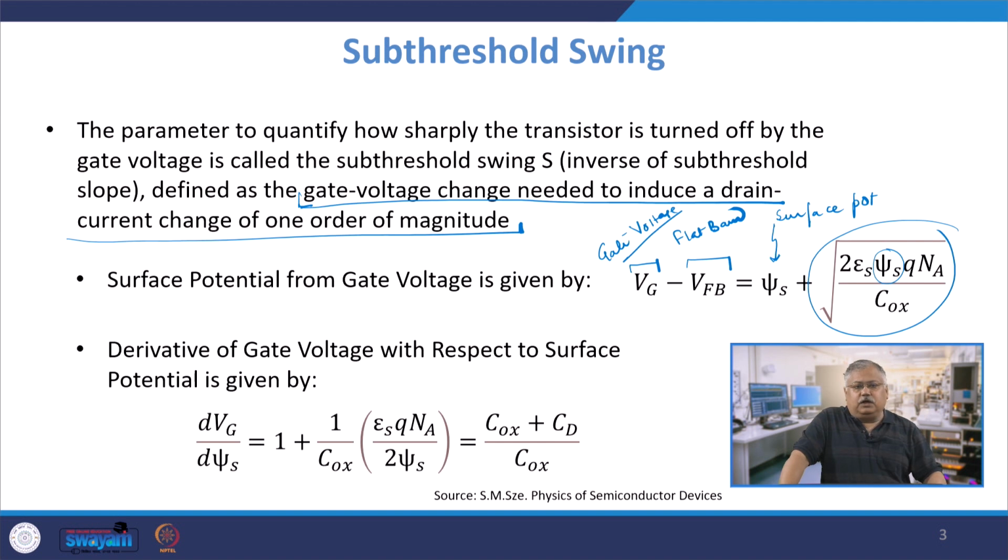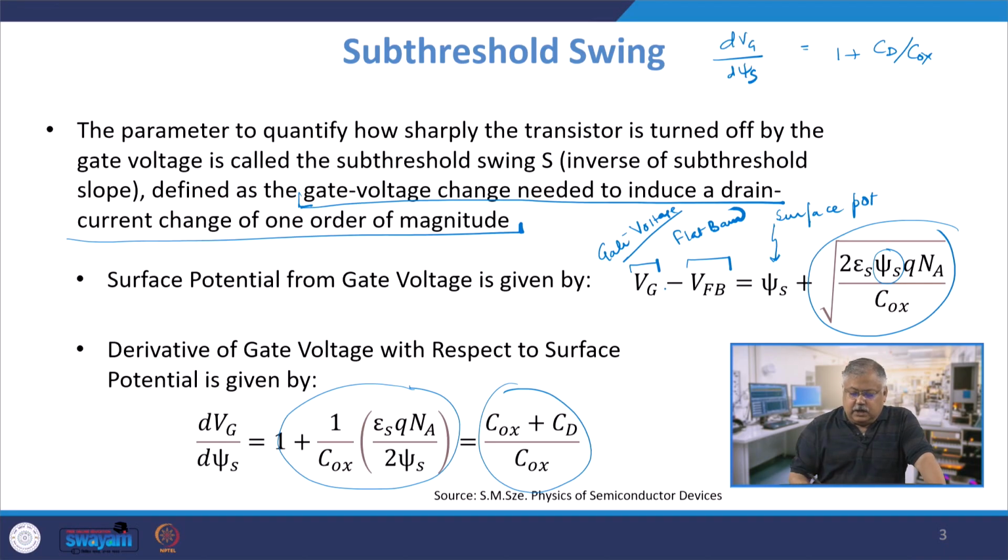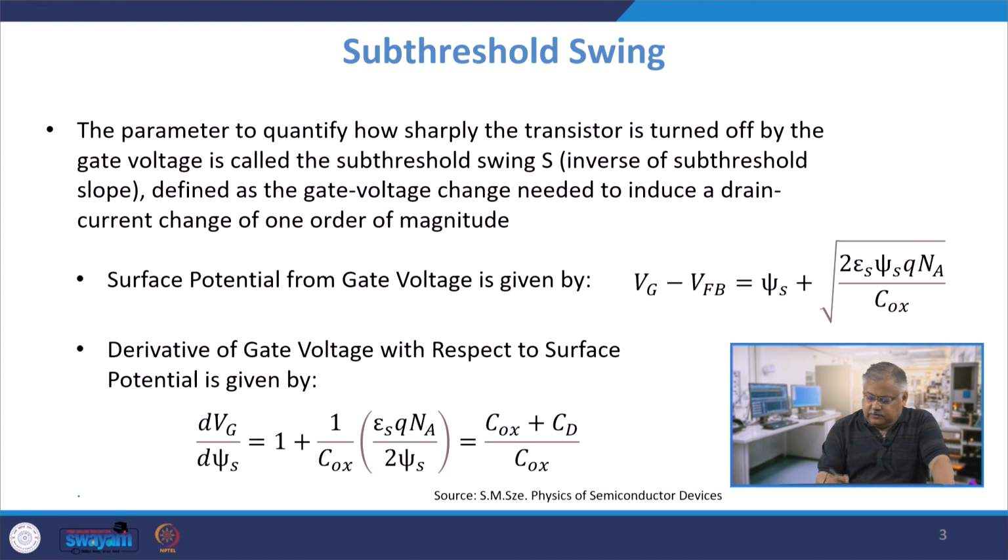Now, if you do dVg d psi s, which means that you differentiate this equation with respect to psi s, I get an expression like this, which can therefore be written as this, right. If you divide the numerator and denominator by Cox, you will get 1 plus Cd by Cox, and this will be equal to dVg d psi s, right. Cd is basically the depletion capacitance. Now, I will try to explain what the depletion capacitance is, in order to understand what the whole idea is all about.